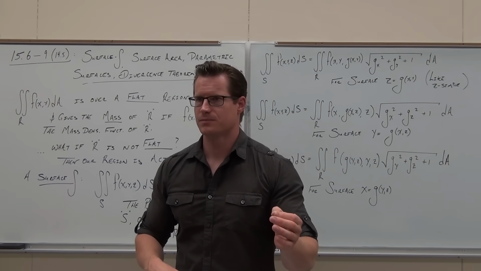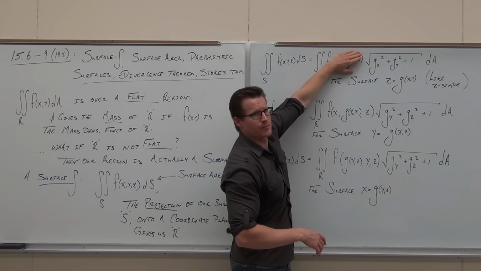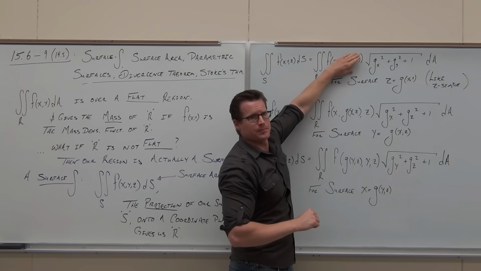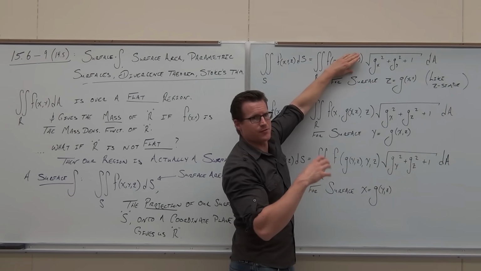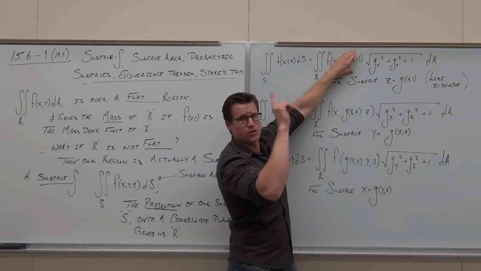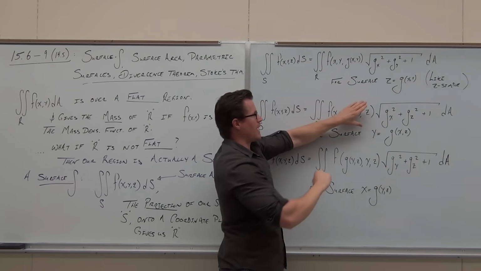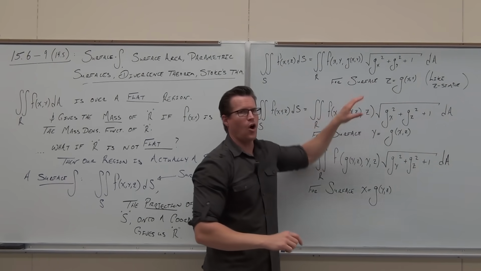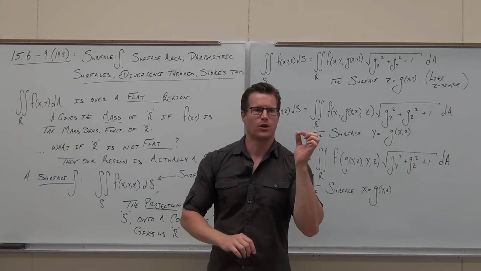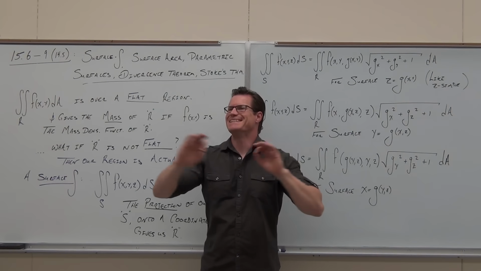Are you ready for it? Here it is. If you eliminate this, and you treat your function in terms of x and y, so z is a function of x and y, or y is a function of x and z, or x is a function of y and z, or you treat one variable as dependent on the other two, then this right here, and this right here, and this right here are the exact thing that you see in section 14.5 for surface area of that function over that region. It's the exact same thing.